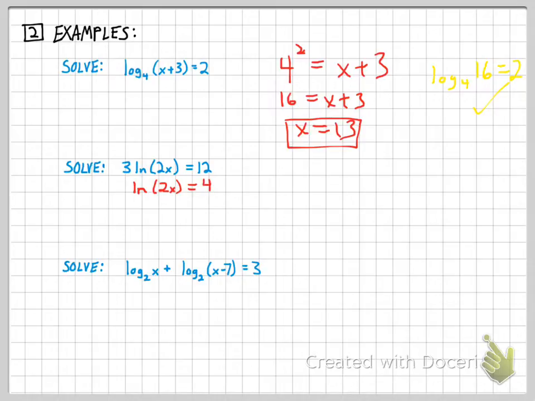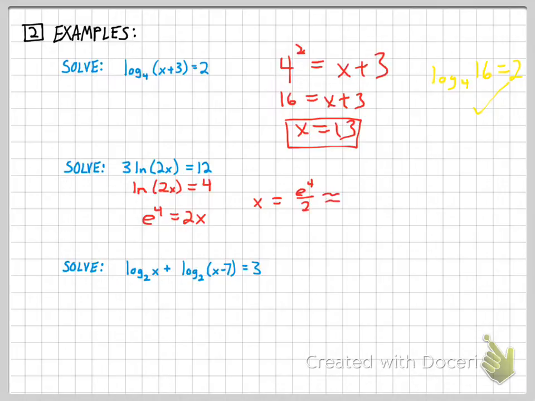Now that I have a single logarithm and it's isolated all by itself, I can convert this. This is going to be a base e problem. e to the 4th is going to equal 2 times x. My answer for this one is going to be e to the 4th divided by 2, right? That would be an exact answer.